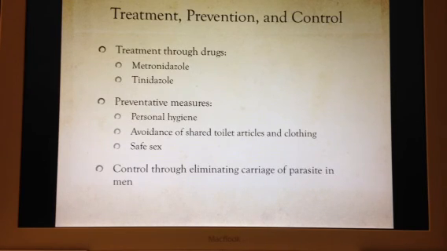In order to prevent becoming affected with Trichomonas vaginalis, people should have good personal hygiene, refrain from sharing toilet articles and clothing with those who are potentially affected with the parasite, and practice safe sex. The only method of controlling the microorganism is through eliminating the carriage of the parasite in men, because as mentioned before, men are asymptomatic carriers.